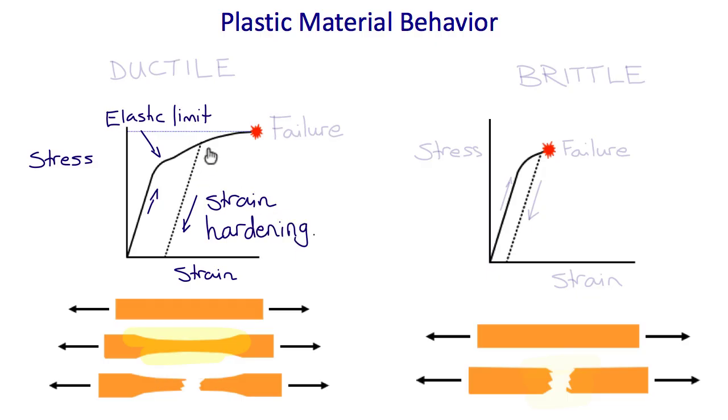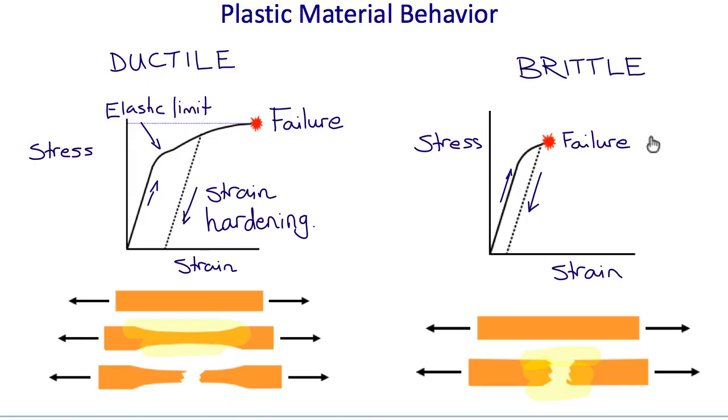On the other hand, if we keep loading, we'll ultimately reach a point known as the ultimate tensile stress and the ultimate tensile strain where we get failure. This type of failure is called ductile failure, and this type of plasticity is called a ductile plastic material. Another type of failure occurs in materials that are brittle. Soon after the elastic limit is achieved, the material fails suddenly, and this is called brittle failure, and such a material is called a brittle material.